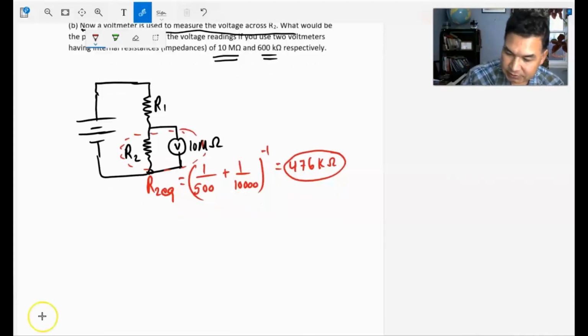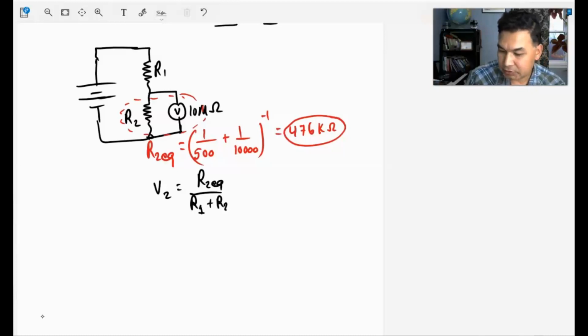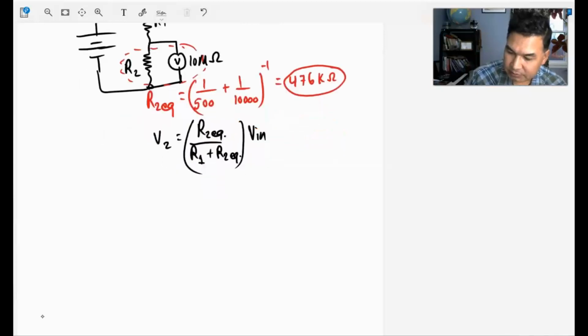Now do the same thing. Now your equivalent resistance R2 is this. So what will be the voltmeter reading then? So V2 is using the same voltage divider circuit, right? So R2, now you have to say R2 equivalent, divided by R1 plus R2 equivalent times V in, right? Let's put all the numbers.